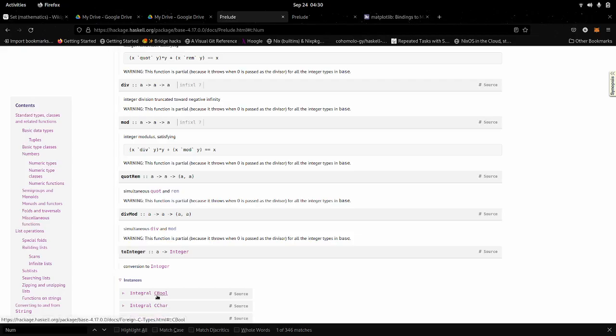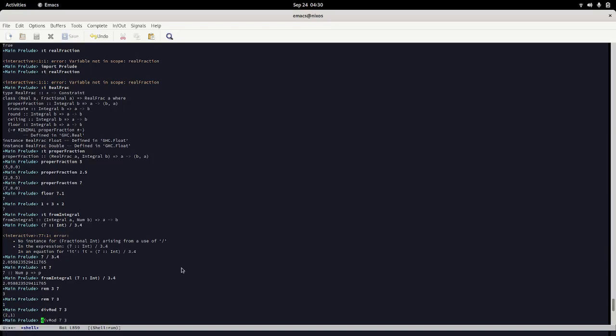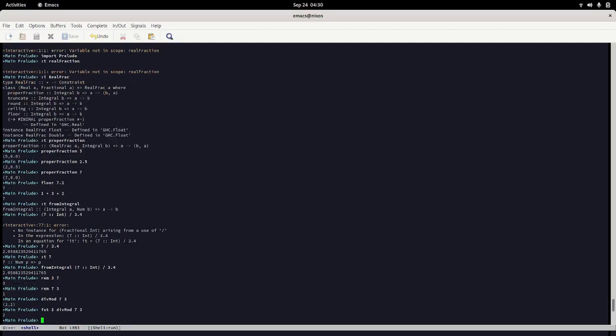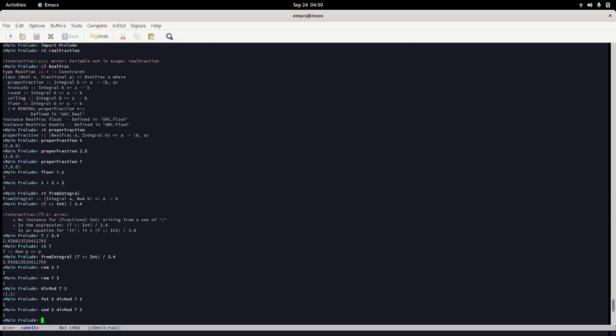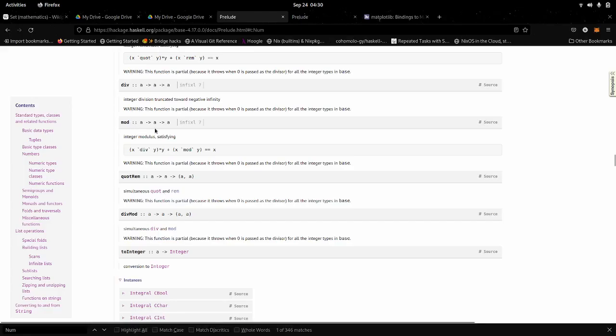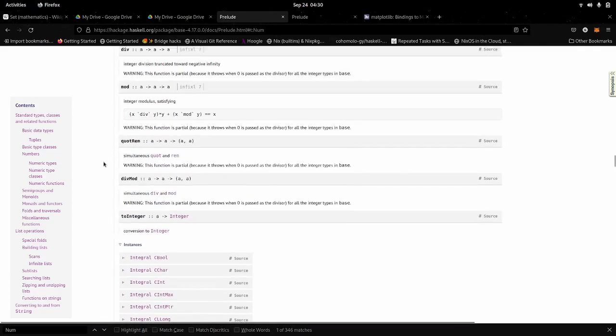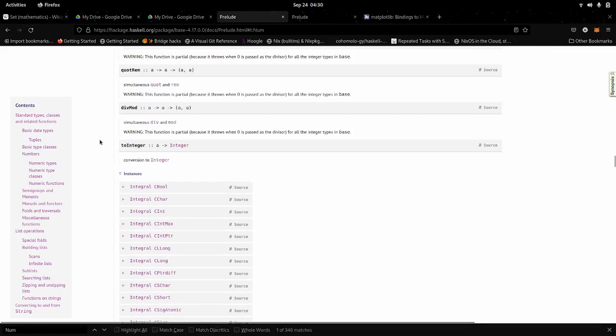In this case, we could say fst: evaluate the divMod 7 3 and then get the first value, which is a 2. We could also get the second by doing snd and get that. But then again, if we're doing first or second, we might as well just use div or mod. This is just combining the two. Or maybe we do want both, and that's how we extract them.